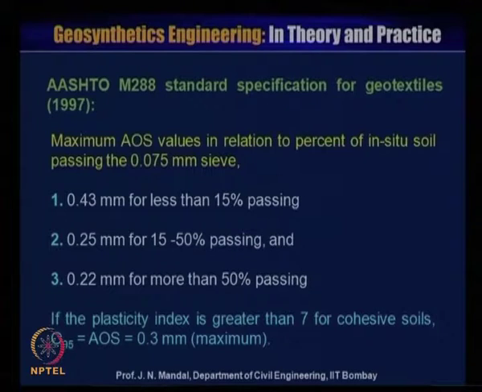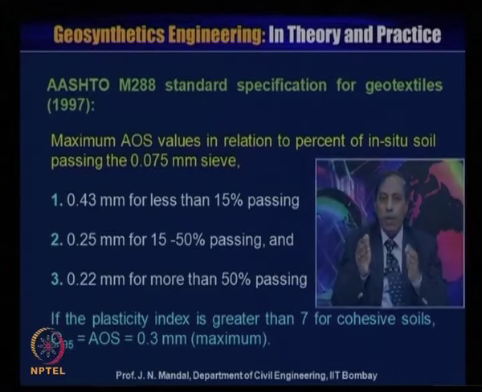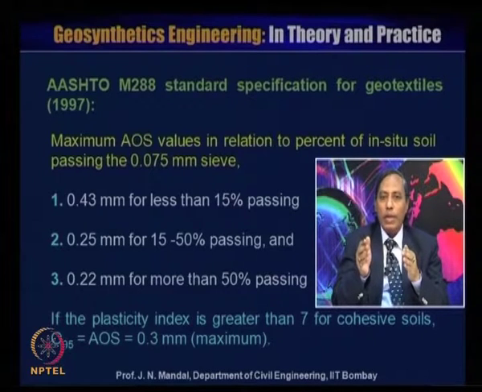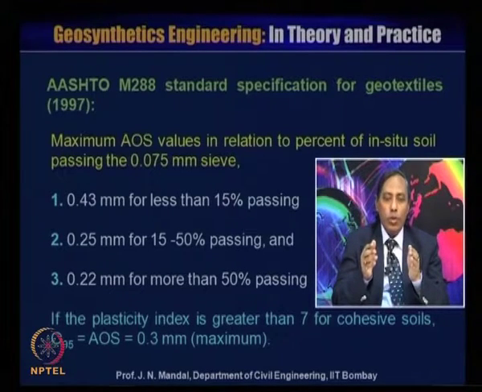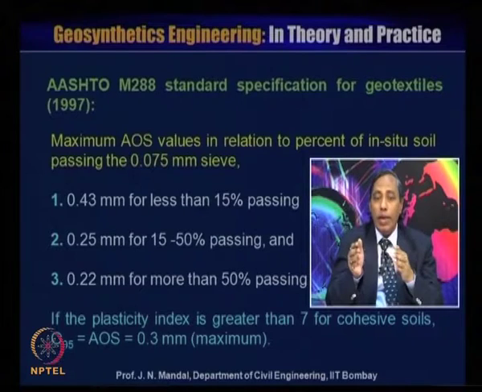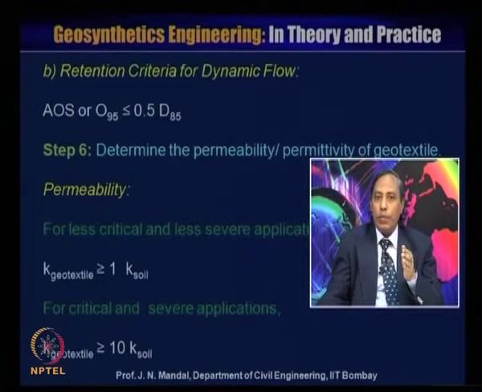Now, this is the ASTM M288 standard specification for geotextile 1997. Maximum apparent opening size value in relation to percent of in situ soil passing the 0.075 millimeter sieve. Number 1, 0.43 millimeter for less than 15% passing. Number 2, 0.25 millimeter for 15 to 50% passing, and number 3, 0.22 millimeter for more than 50% passing. If the plasticity index is greater than 7 for cohesive soil, O95, that is apparent opening size, will be equal to 0.3 millimeter maximum. This is as per the ASTM specification.